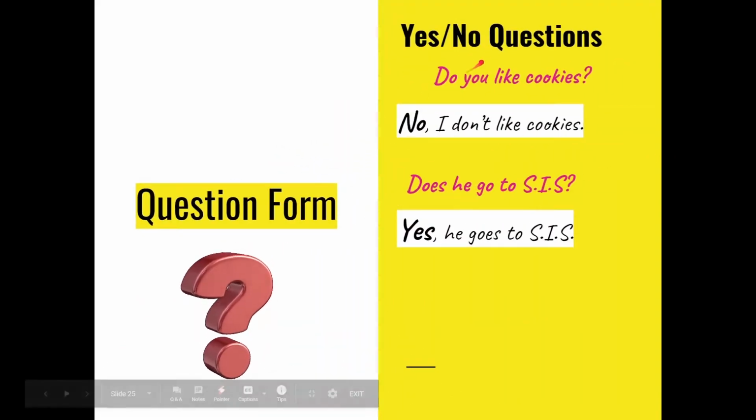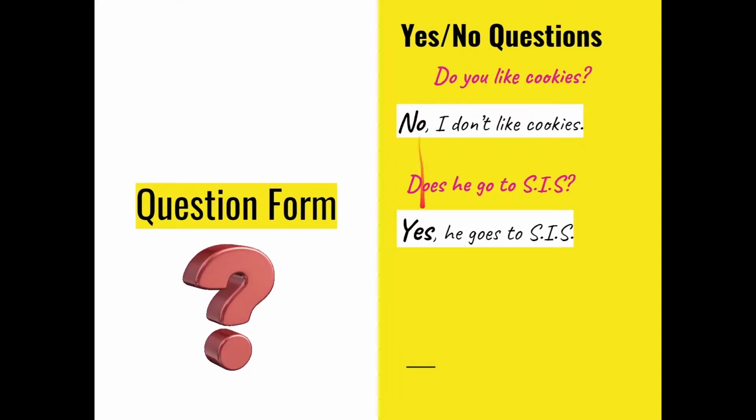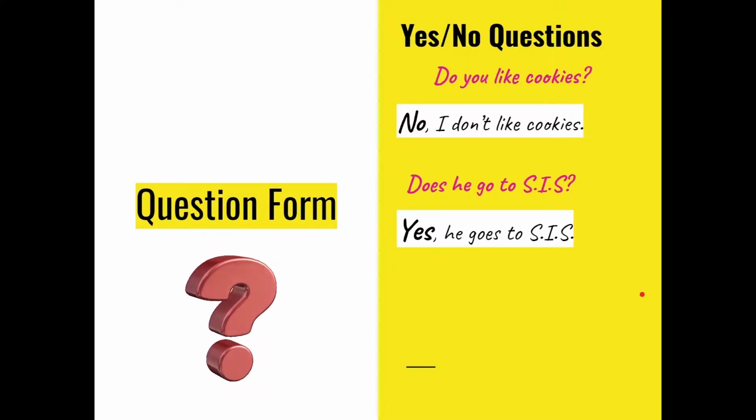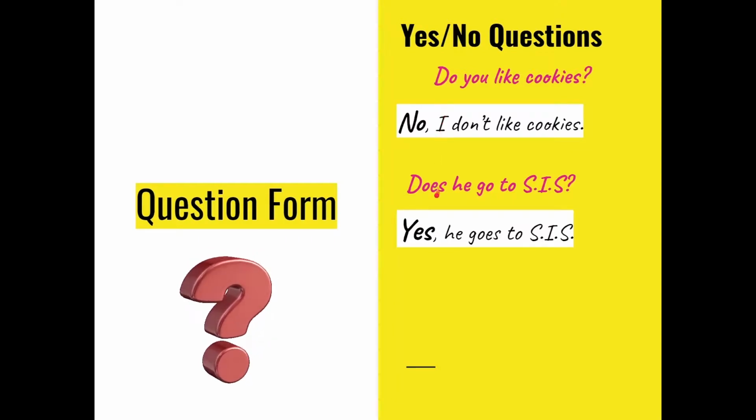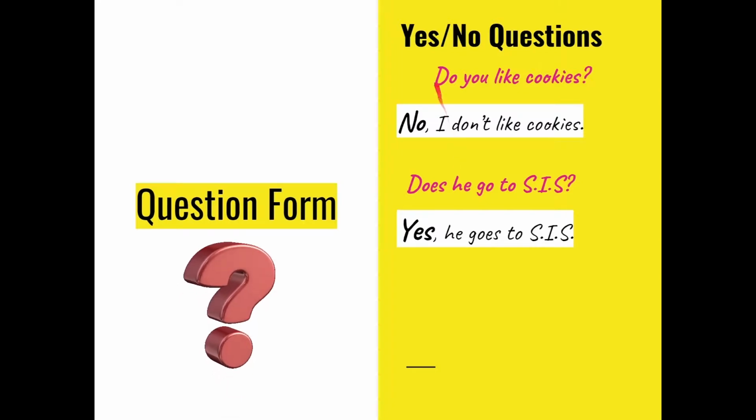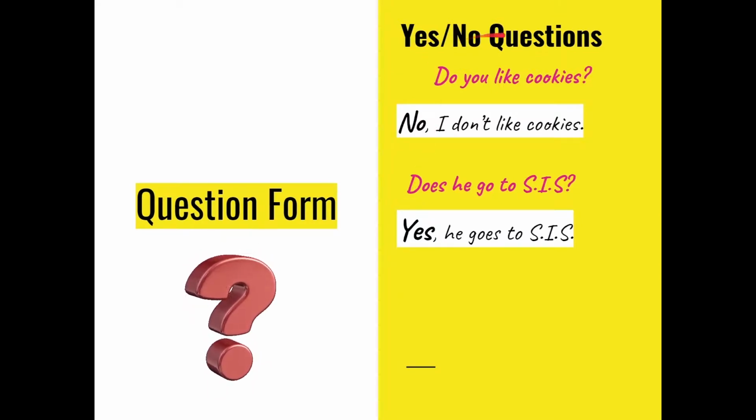If I have a yes or no question, I have yes or no in the answer, I will use do or does. So the rule goes like this. If I have yes or no in the answer, I'm going to use do or does in the question. Do for I, you, we, and they, and does for he, she, and it, because it has an S. This is for the questions for answers starting with no and yes. They are called yes or no questions.